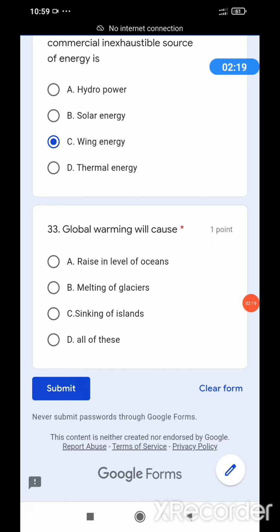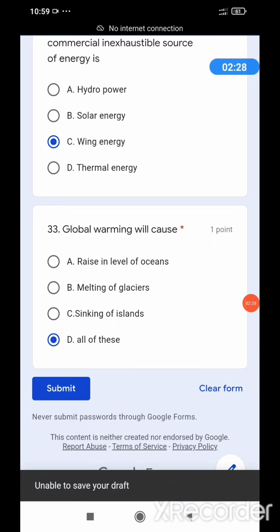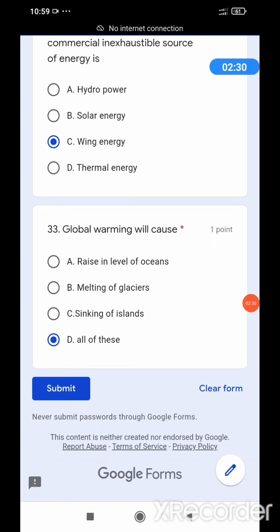33. Global warming will cause: all the above. Rise in level of oceans, melting of glaciers, sinking of islands.